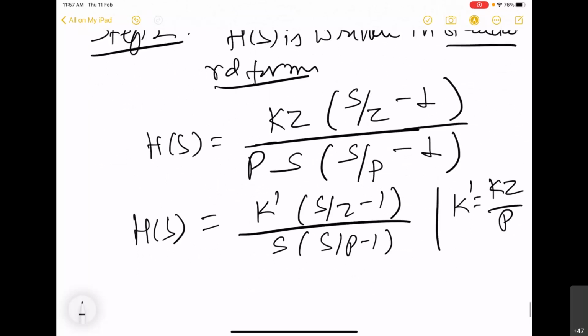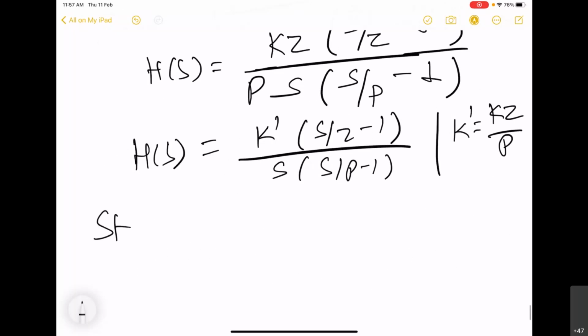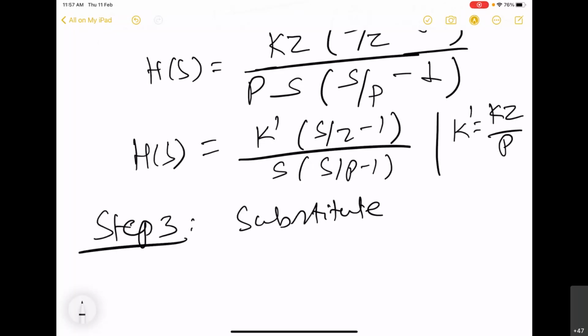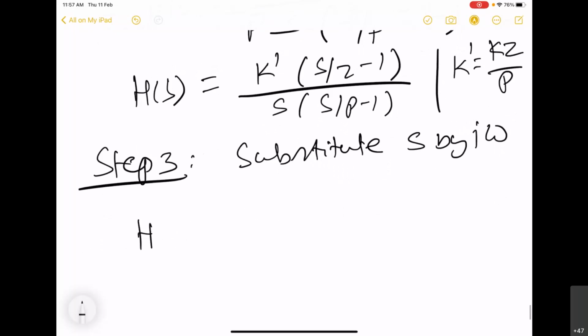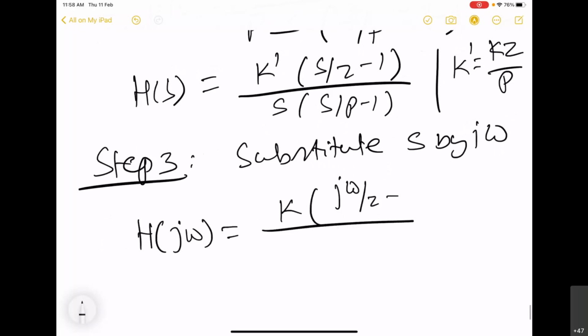So this is also not very difficult. The third step is even easier. We substitute S by j omega. This is the third step.